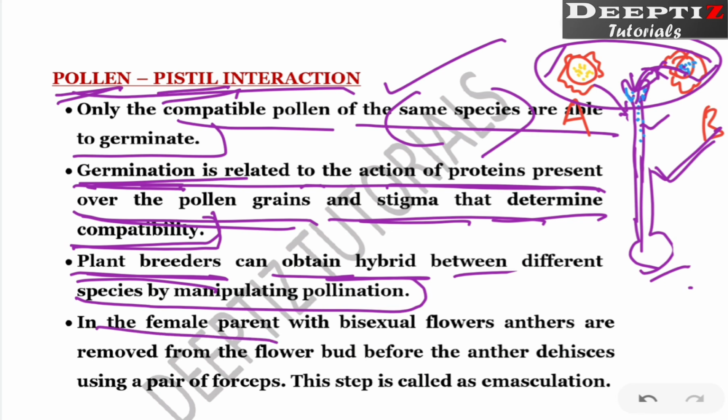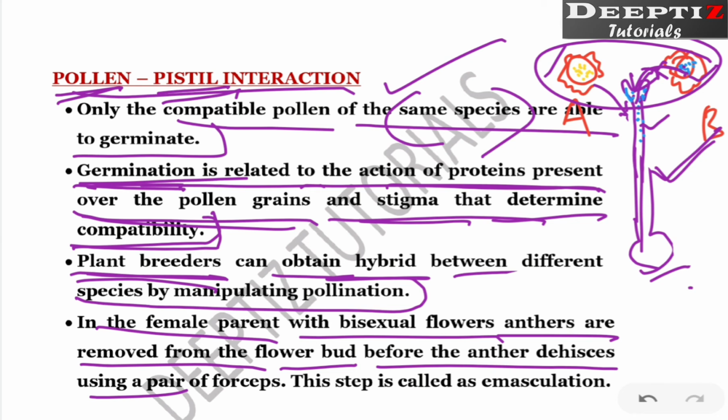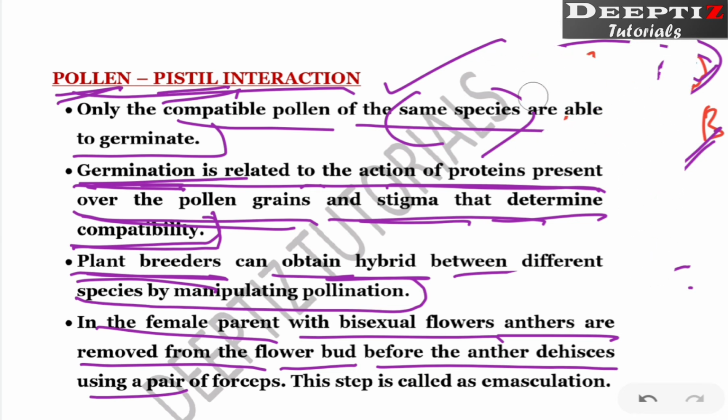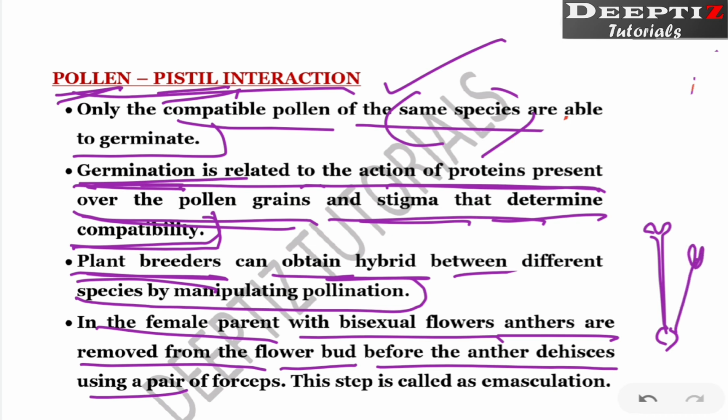In the female parent with bisexual flowers, anthers are removed from the flower before the anther dehisces. I will tell you how this is happening, then we'll see the point, right? Now, we are talking about a bisexual flower. In a bisexual flower, what will be there? There will be this stigma, style, ovary, that female portion is there. Apart from the female portion, there will be this male portion. Hope you can understand. These are the male portions, right?